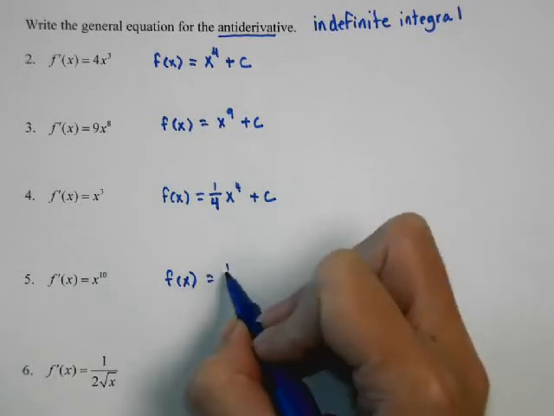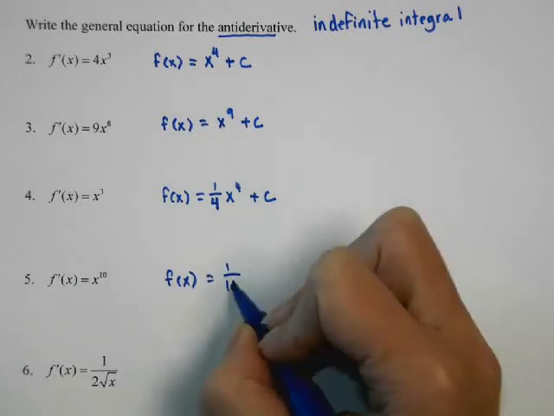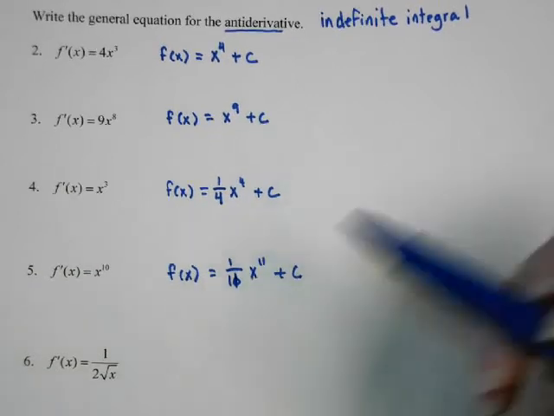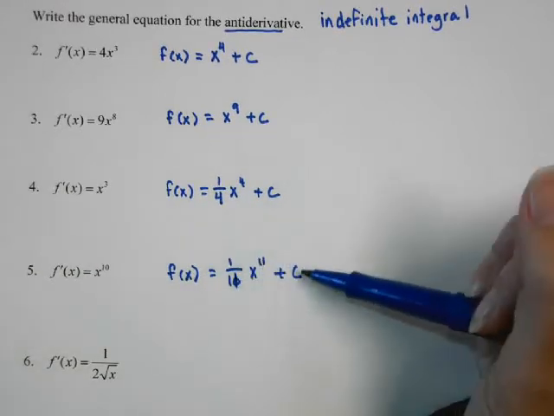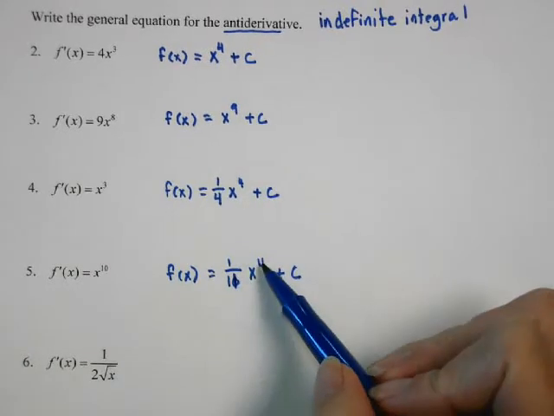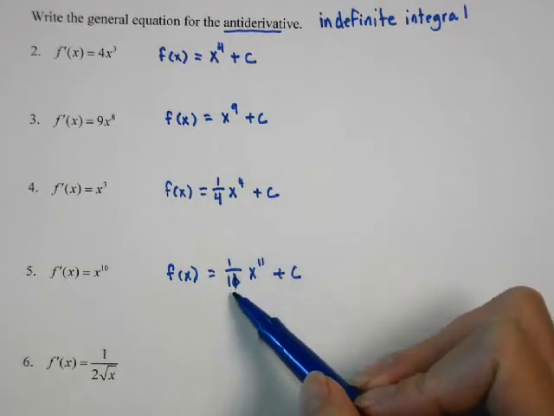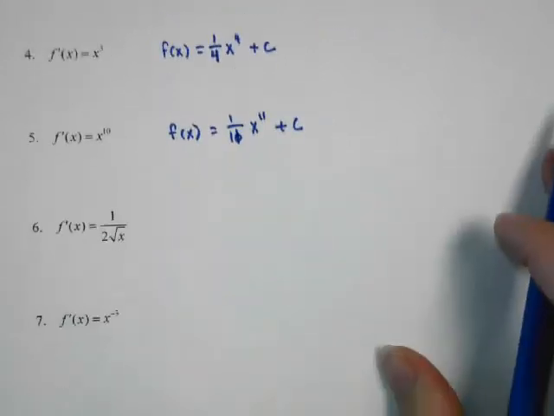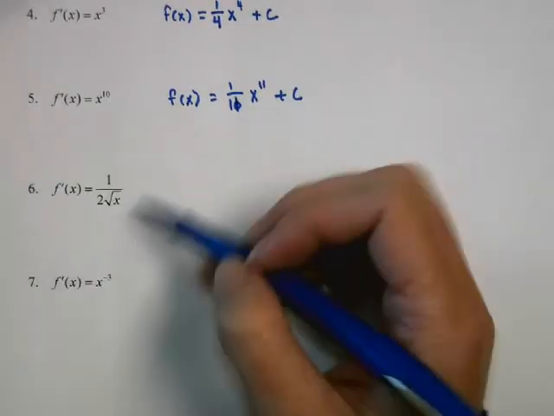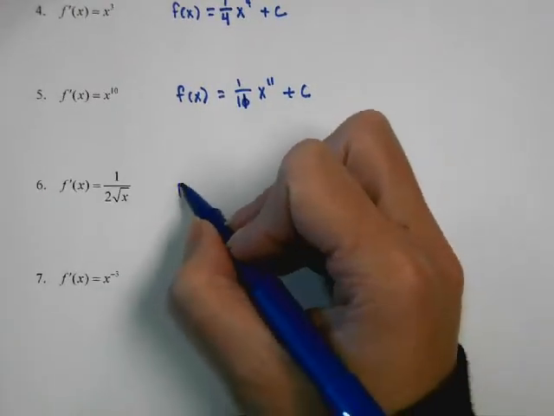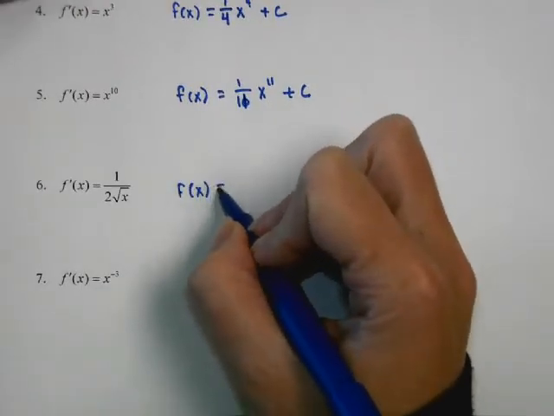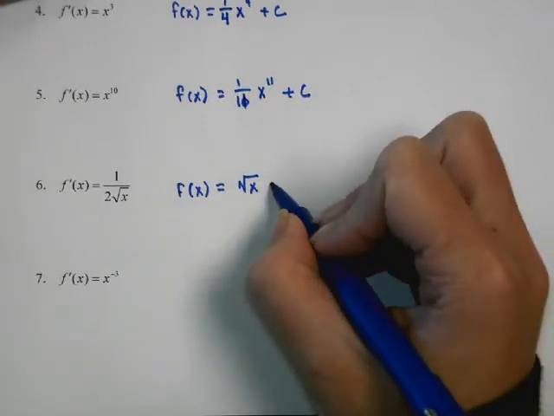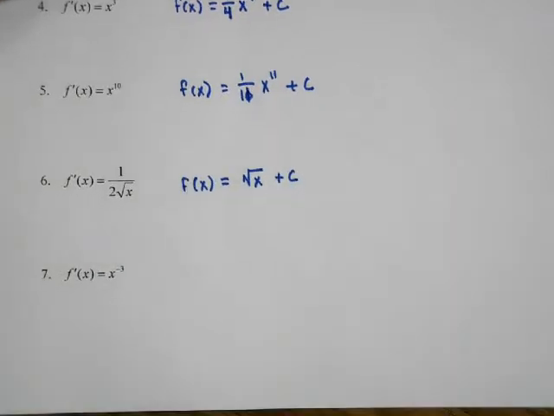So this one here is going to be 1/11th x to the 11. Okay, 1 over 11, x to the 11 plus c, because if I take that derivative, the 11 cancels out, and we end up with 1 there. This one, we know what function gives us this as a derivative. That's just going to be the square root of x plus c.